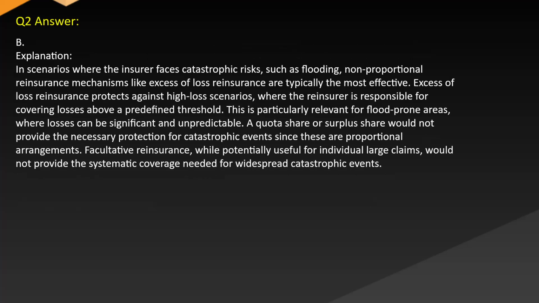Answer. B. Explanation. In scenarios where the insurer faces catastrophic risks, such as flooding, non-proportional reinsurance mechanisms like excess of loss reinsurance are typically the most effective. Excess of loss reinsurance protects against high-loss scenarios where the reinsurer is responsible for covering losses above a predefined threshold. This is particularly relevant for flood-prone areas where losses can be significant and unpredictable.